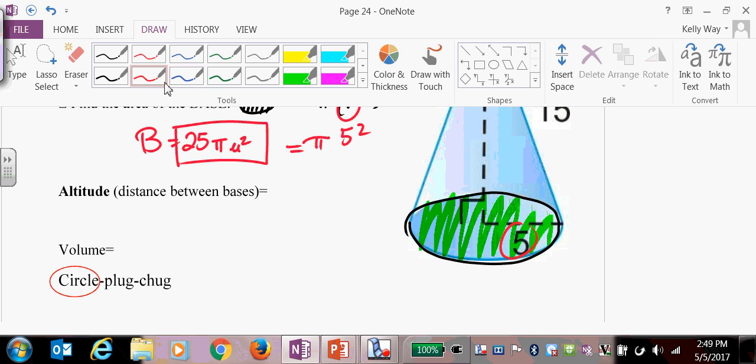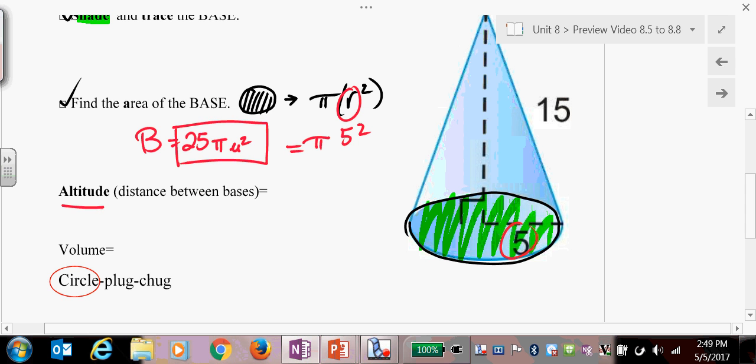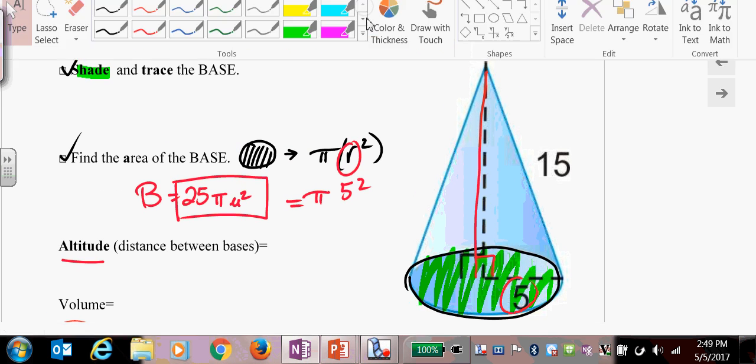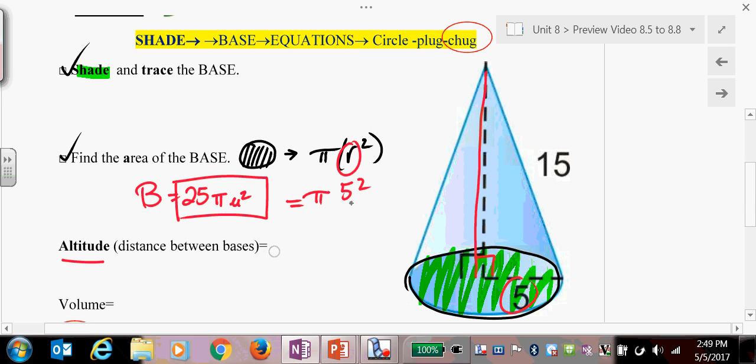Now here, let's go ahead and trace. We want the altitude, which goes straight down at a right angle. Notice we don't have that. But let's look at what we do have. I'd like you to trace up the slant height, down the true height, and across. Ask yourself what you got there.